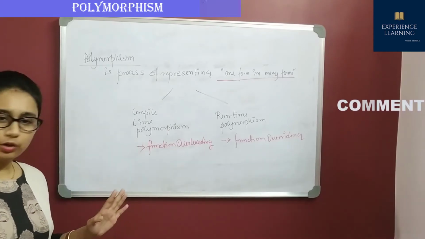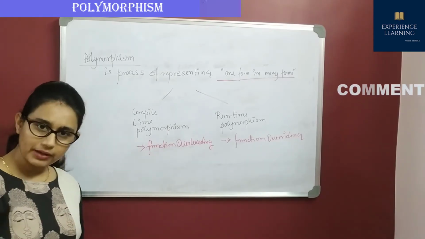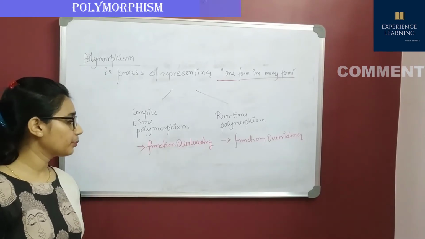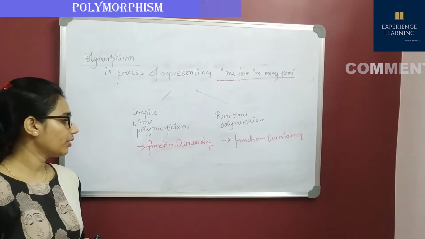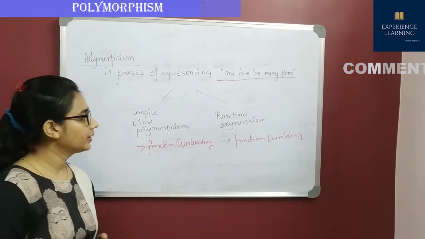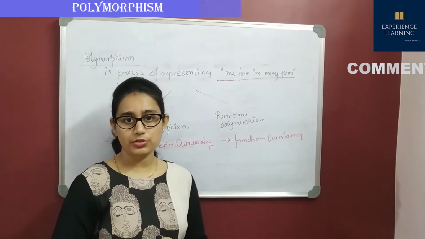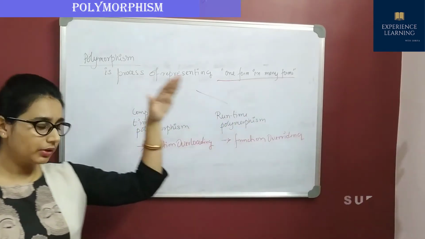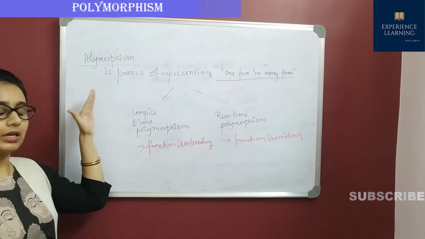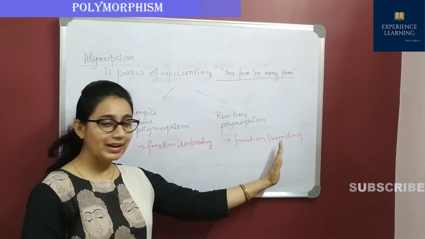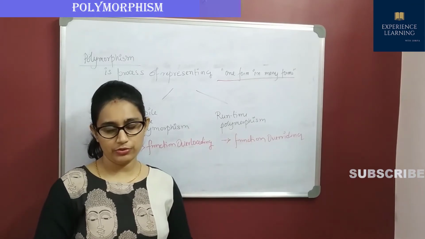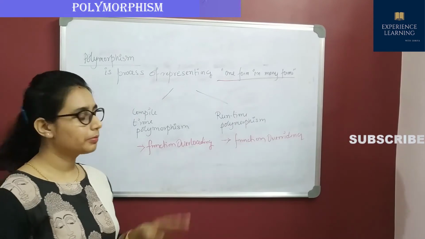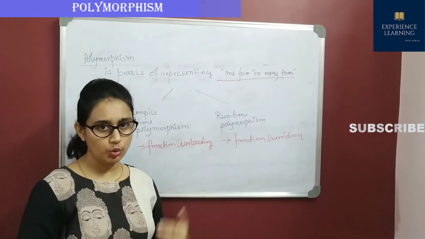Compile-time polymorphism is decided at compile time, and one example of compile-time polymorphism in Java is function overloading. The next one is runtime polymorphism, and the example is function overriding. So remember that function overloading is compile-time polymorphism, and function overriding is runtime polymorphism. Most of the time you can get this question in your MCQ exams also. Just keep it in your mind and make a note of it.